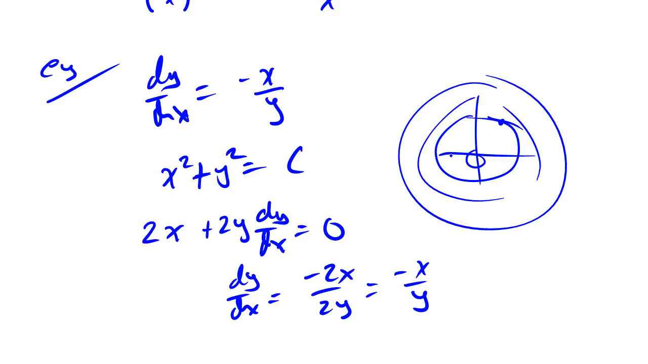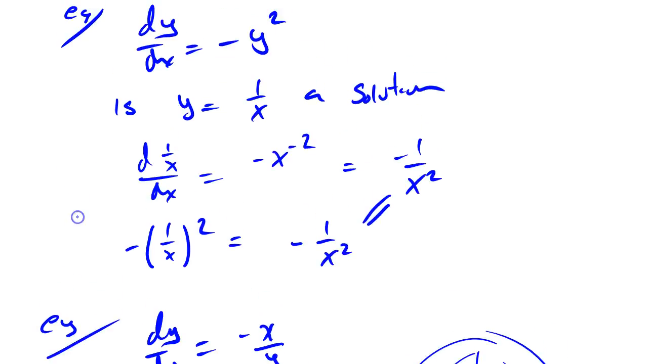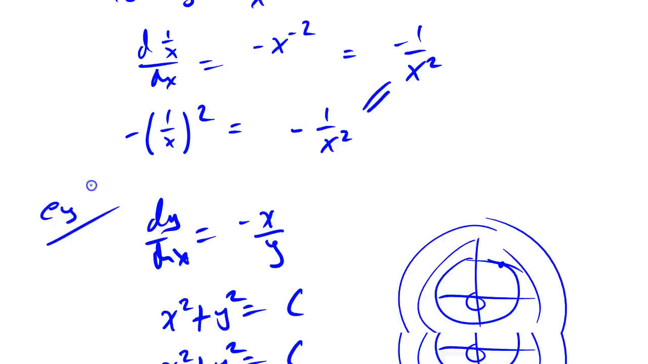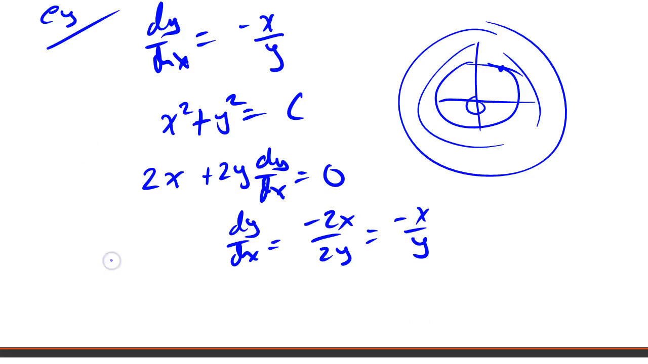So sometimes you get functions, as in this example or in that example, where the solutions were functions: y is a function of x. Or sometimes you may end up with a relation where x and y are related to each other, but not in a function sort of way. Okay.